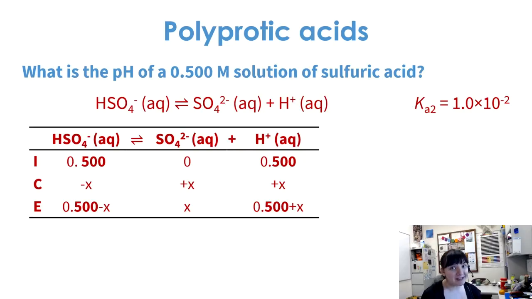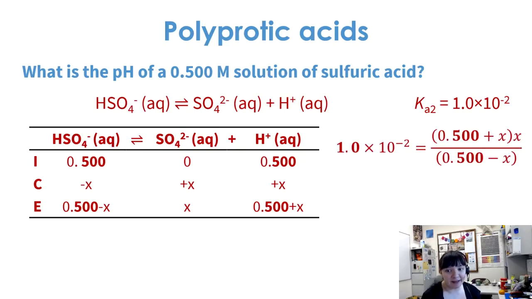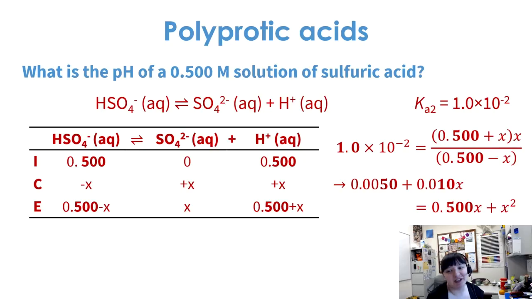All right, so plugging things into the Ka itself, that is the concentration of SO4 2 minus times the concentration of H plus divided by the concentration of HSO4 minus. I've taken those equilibrium concentrations from my ice table and placed them in right here. Going through all of the math, I'm going to multiply both sides by the denominator of 0.500 minus x. That gives me this expression.